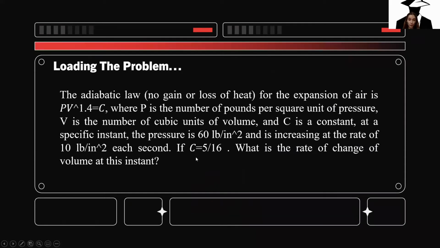The adiabatic law, no gain or loss of heat for the expansion of air, is pressure times volume to the 1.4 equals C, where P is the number of pounds per square unit of pressure, V is the number of cubic units of volume, and C is a constant. At a specific instant, the pressure is 60 pounds per unit squared and is increasing at a rate of 10 pounds per inch squared each second. If C equals 5/16, what is the rate of change of the volume at this instant?